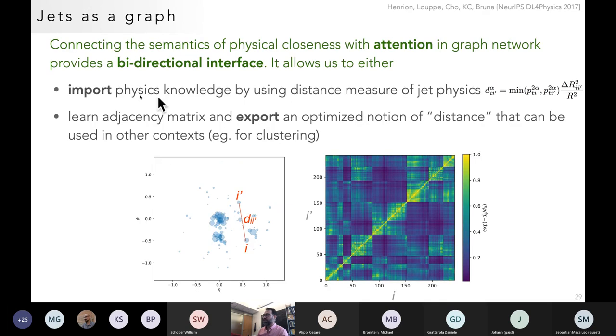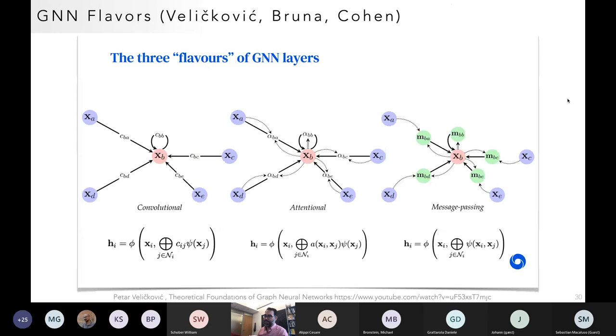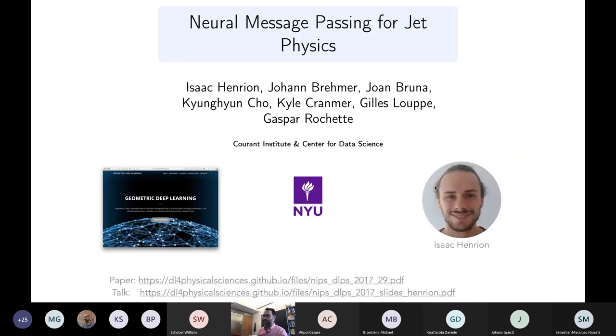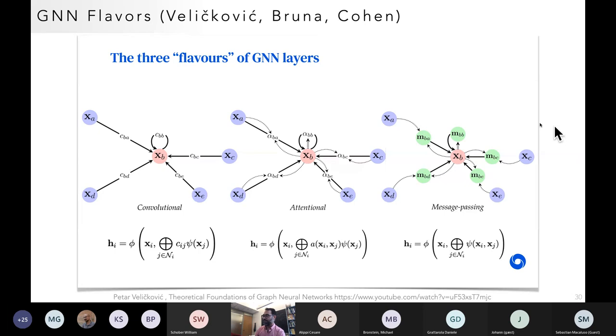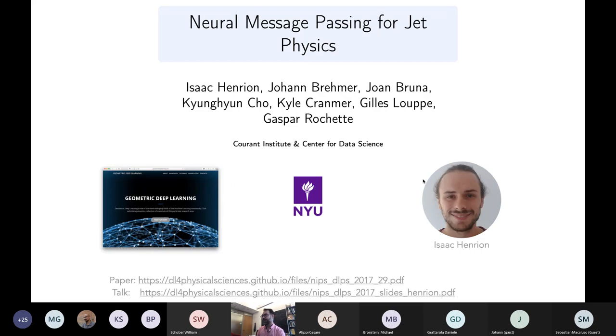So this first approach, where we would import our physics knowledge and just fix the adjacency matrix, you can think of as a convolutional approach. We could also try to learn the adjacency matrix. That would be something like attention, or we could go all the way to something like message passing. So we did some early work, presented at a workshop at NeurIPS in 2017, where, technically in this framing, it would count as a message passing network, but we considered each of the three different flavors in some sense.